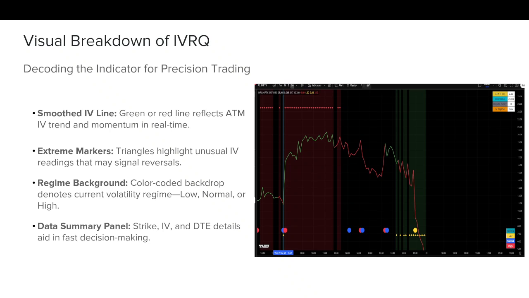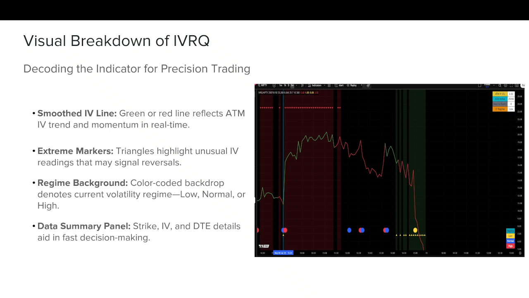Visually, if you try to break down the visual layout, you will understand how it is a key to leverage the full potential. At the core is a dynamic IV line, color-coded green or red, based on whether IV is trending upward or downward, that is, IV is expanding or compressing. This immediate visual feedback tells traders where volatility is expanding or contracting.